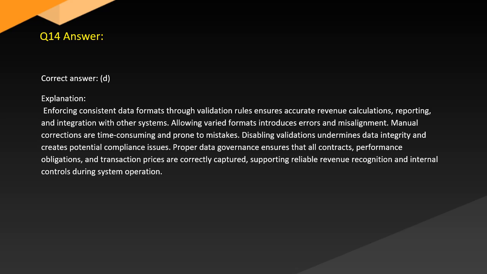Answer. Correct answer: D. Explanation. Enforcing consistent data formats through validation rules ensures accurate revenue calculations, reporting, and integration with other systems. Allowing varied formats introduces errors and misalignment. Manual corrections are time-consuming and prone to mistakes. Disabling validations undermines data integrity and creates potential compliance issues. Proper data governance ensures that all contract performance obligations and transaction prices are correctly captured, supporting reliable revenue recognition and internal controls during system operation.